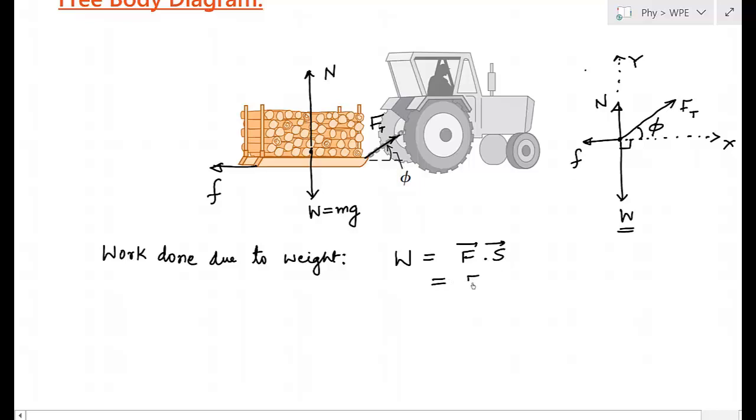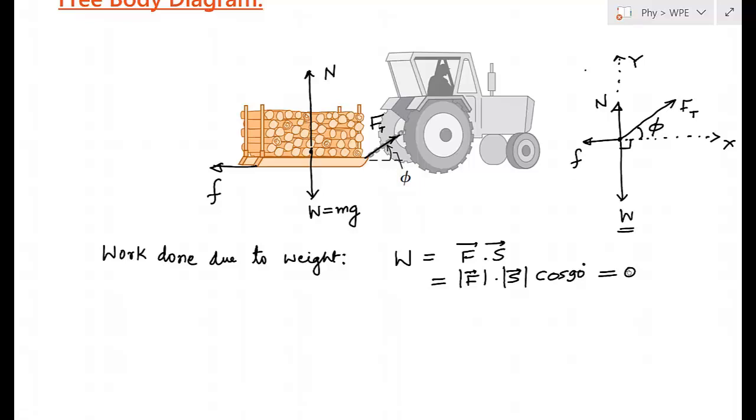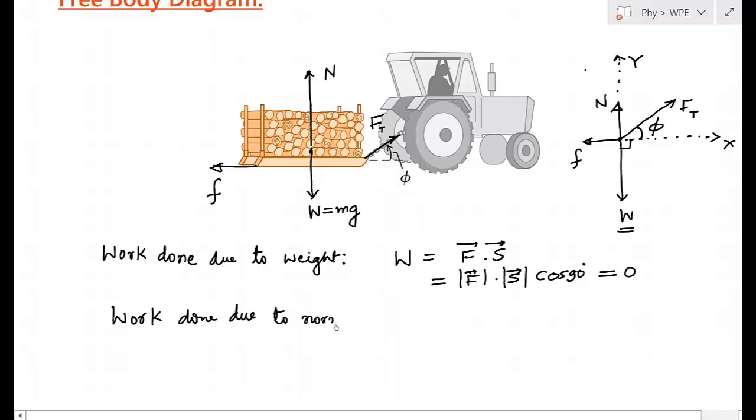If you remember, I can write this as magnitude of S, magnitude of F cos phi, and in this case phi is 90 degrees, so work done is 0. So work done due to weight in this case is 0. Similarly, you can find work done due to normal reaction, that is normal force.